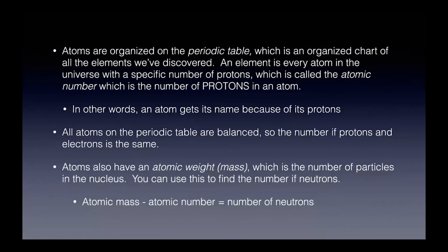Atoms are organized then by the periodic table. It's basically just an organized chart of all the elements we've discovered. And you might say, well, what is an element? An element is every atom in the universe with a very specific number of protons. That number of protons is called that element's atomic number.